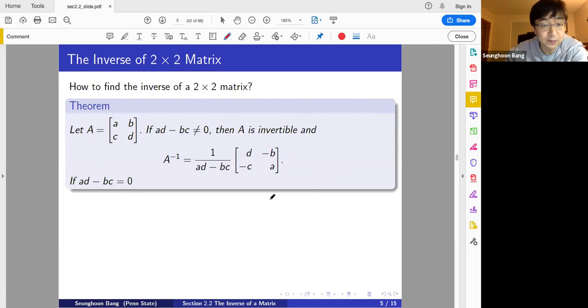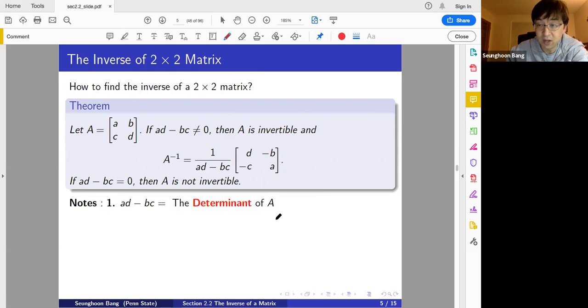If AD minus BC equals 0, then A is not invertible. What does it mean? The matrix A is singular. Note that AD minus BC equals the determinant of A. So we call the determinant of A AD minus BC, and we use the notation determinant of A.